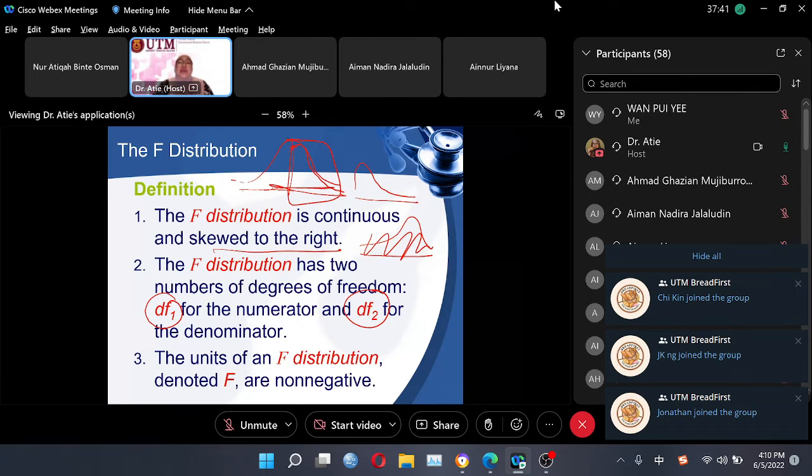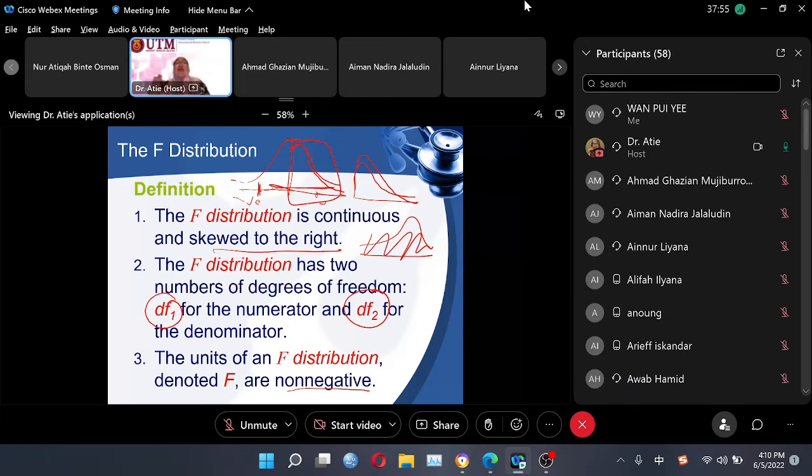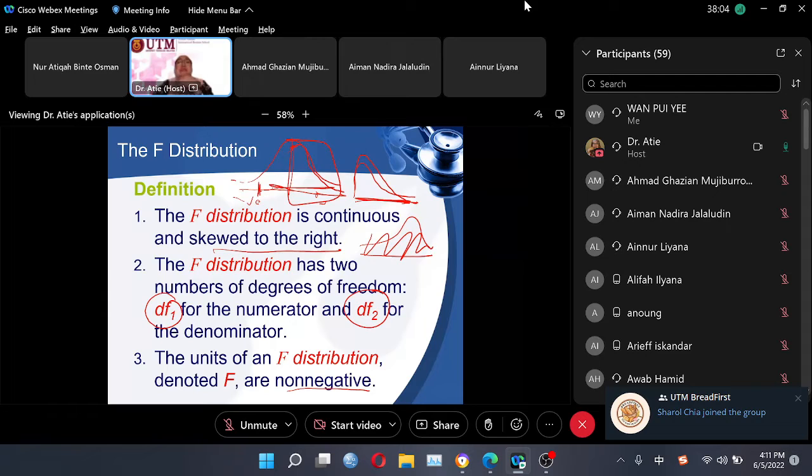And then the values in the F distribution are non-negative. Normally, we have the negative side and the positive side. But since the F distribution is only the right side of the normal table, it only has positive values, right? Okay, this is how it looks.